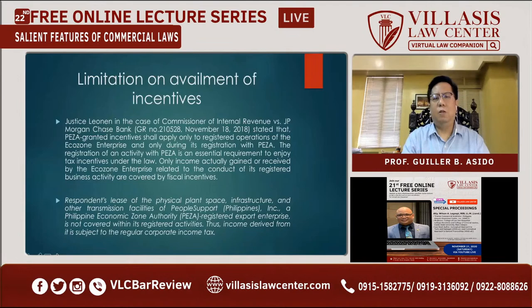Okay. So again, the incentives shall apply only to the registered operations of the Ecozone enterprise and only during its registration. Losing these qualifications means it cannot anymore avail of its incentives provided under the PEZA law, okay, and in reference as well to the Foreign Investments Act.